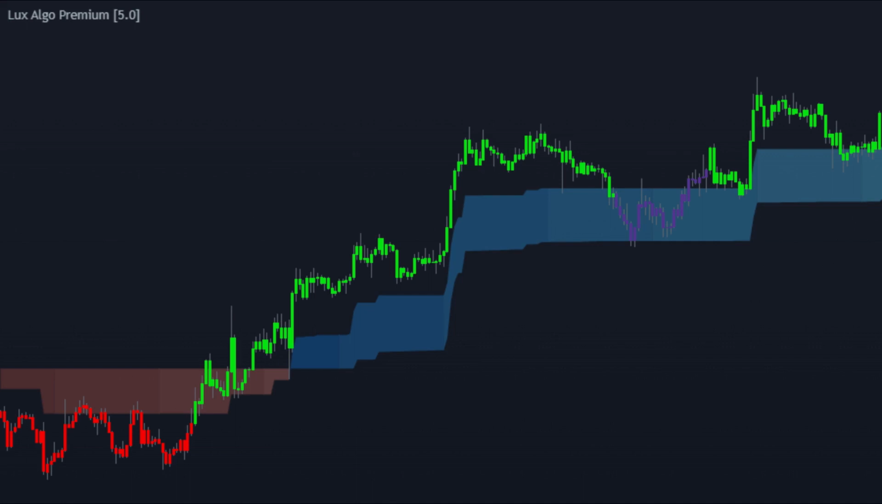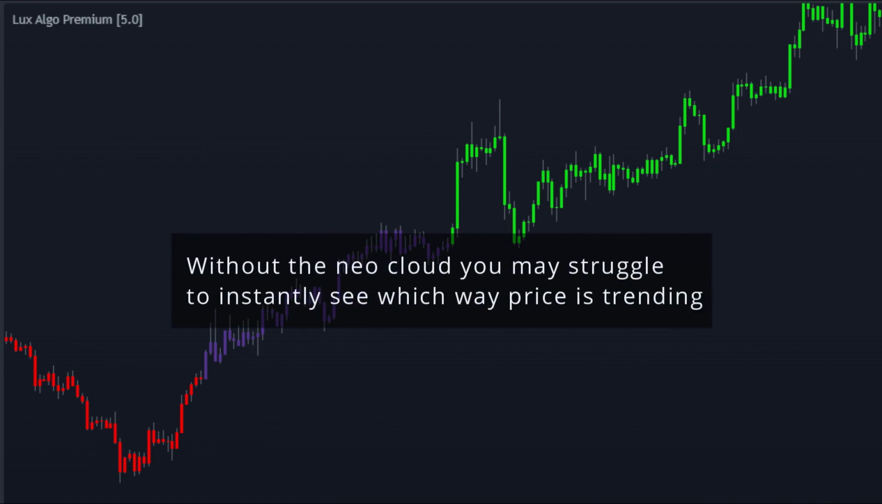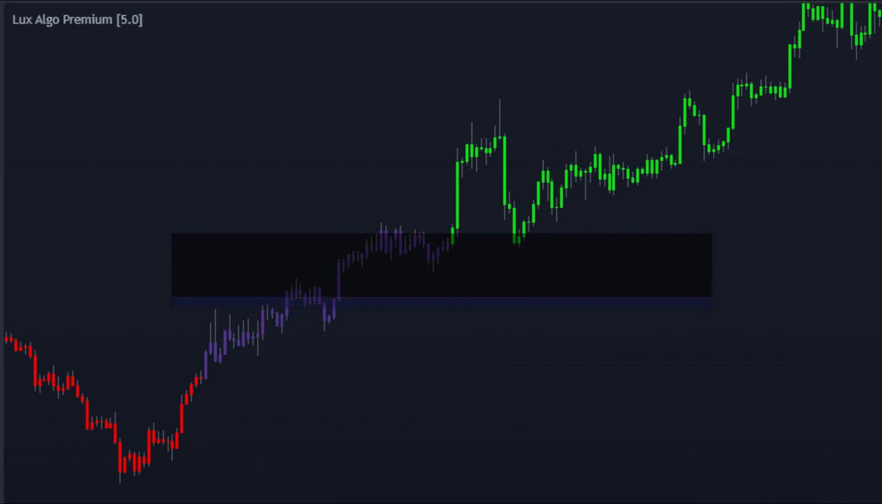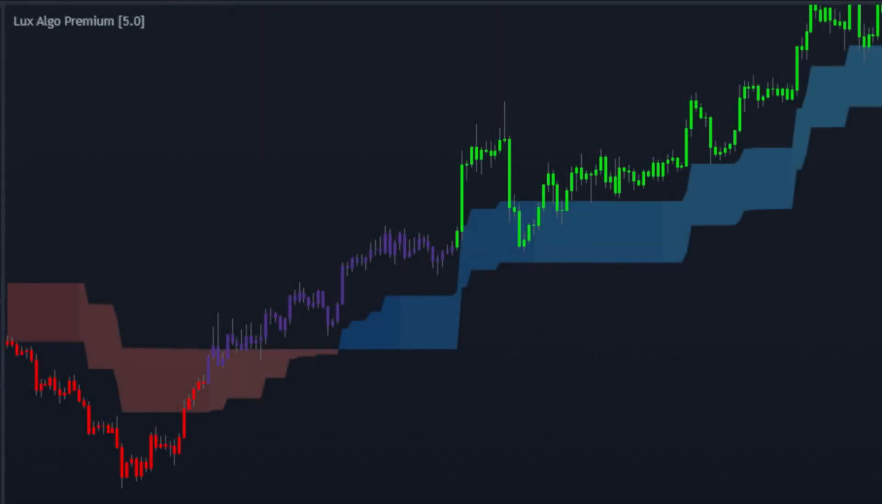Using the NeoCloud is a fast and instant way to visualize this. Without the NeoCloud, looking at the chart you may struggle to instantly see which way price is trending. Is it bullish or bearish? As soon as the cloud is added, it's clear and obvious. Price is above, therefore it is bullish. Price is below, it must be bearish. Or price is transitioning, in which case we wait to see which way it will confirm.